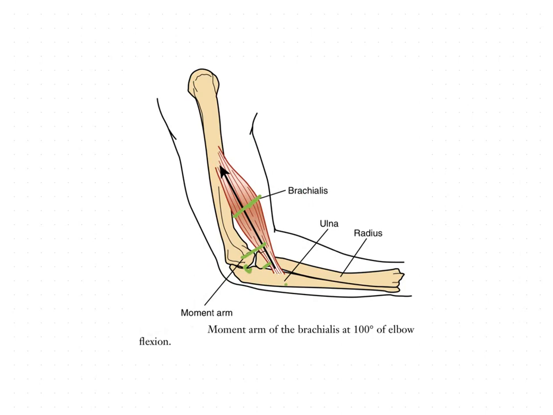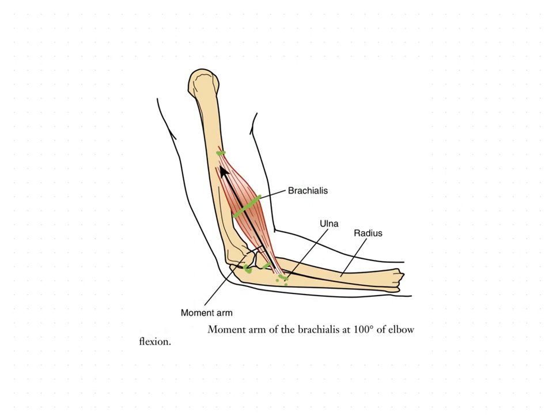Here comes the brachialis. The brachialis originates from the anterior surface of the lower half of the shaft of the humerus, and it is inserted on the ulna, that is the ulnar tuberosity and the coronoid process. So this is the attachment of the brachialis muscle, and this is the moment arm of the brachialis at 100 degrees of elbow flexion.